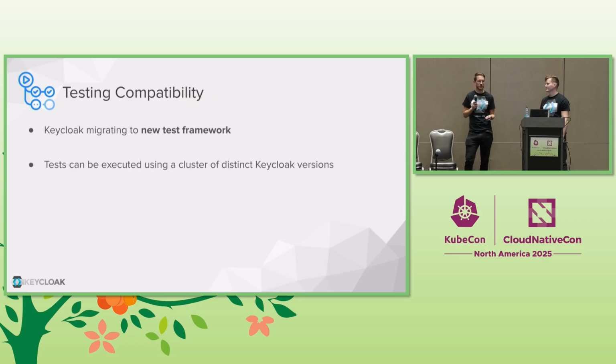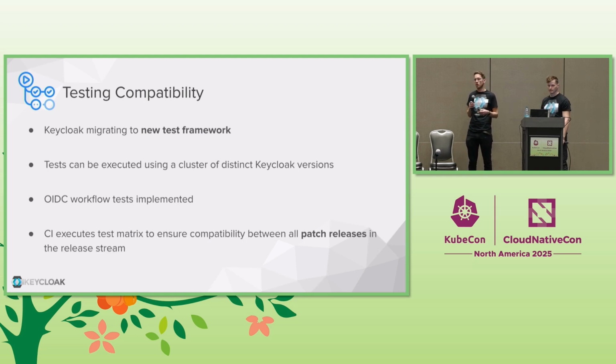And as part of this new test framework, we've come up with a way that allows clusters to be formed using distinct Keycloak versions and then tests executed against those clusters. So we already have some OIDC workflow tests in place. We're going to continue to add more tests over time. And the idea is, again, our CI is going to automate all of this and execute the tests against a matrix of different Keycloak versions. So we know when pull requests come up, to a high degree of confidence, that compatibility is maintained.